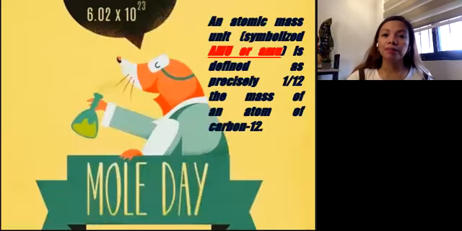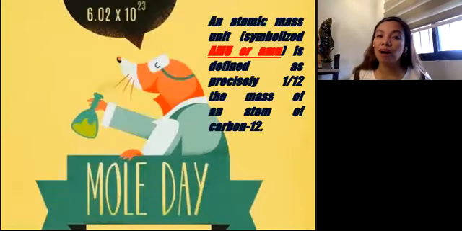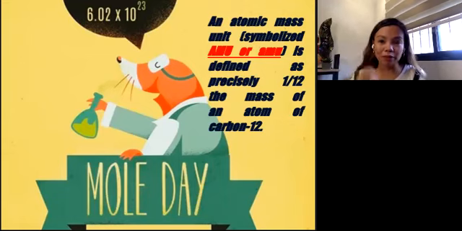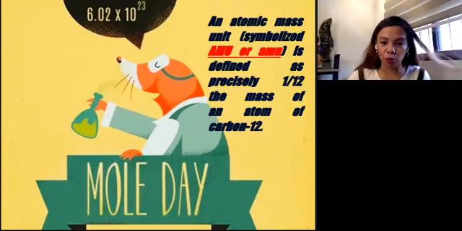Okay, so an atomic mass unit is defined as precisely 1/12 the mass of an atom of carbon-12. Well, that's how we measure also the mass of an atom. We express it in AMU, but it's really difficult to figure out AMU. So we will be using the mass in grams. We will be using grams instead of AMU.